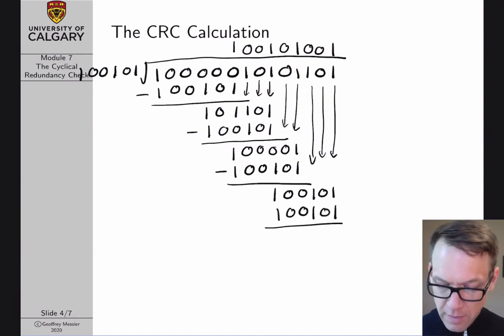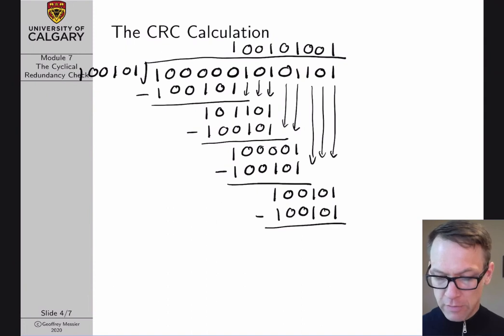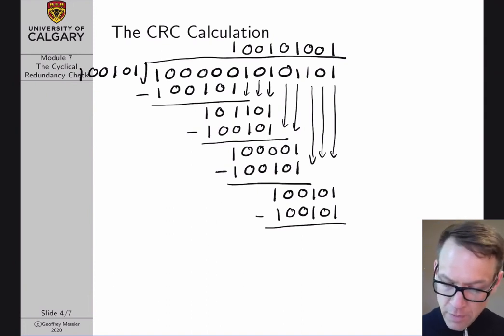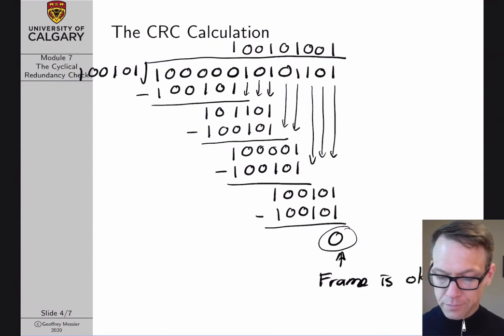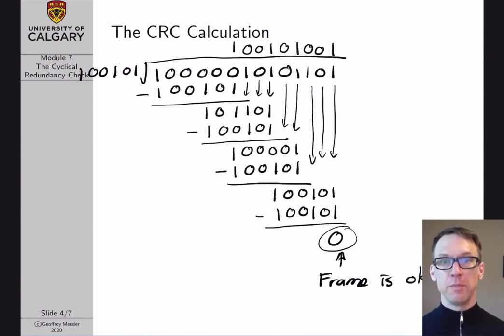And happily, the last six bits in our subtraction exactly match our generator polynomial. The result is zero, and we assume that the frame is okay. Okay, so that's the complete example, and hopefully now you can see how division is fundamental to understanding how CRC calculations work, how we subtract off the remainder, and why we pad the zeros on the end of the information frame.